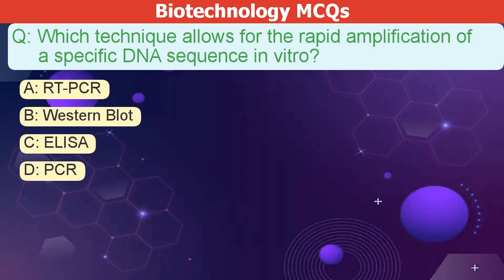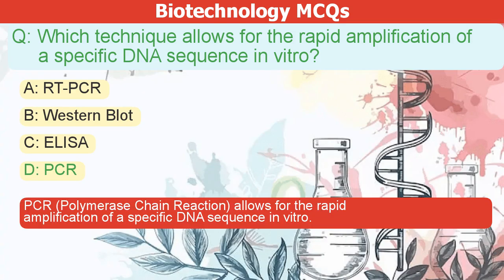Which technique allows for the rapid amplification of a specific DNA sequence in vitro? A. RT-PCR. B. Western blot. C. ELISA. D. PCR. The correct answer is D. PCR, polymerase chain reaction, allows for the rapid amplification of a specific DNA sequence in vitro.